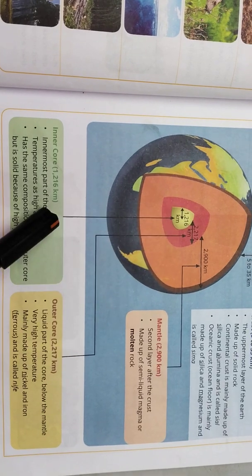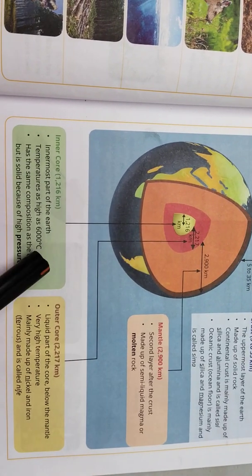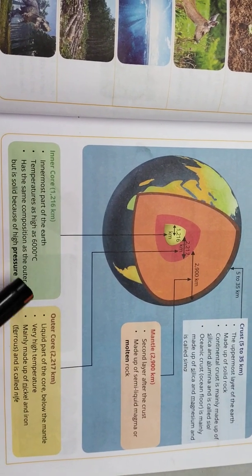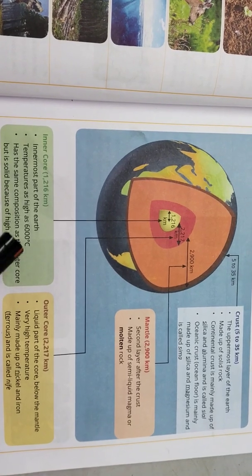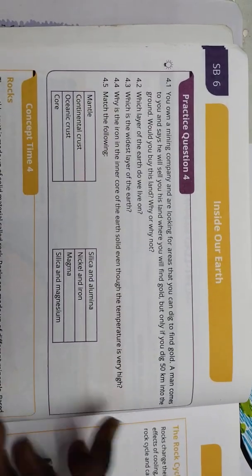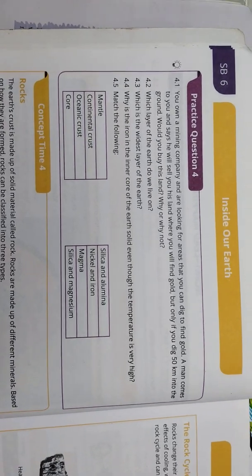Then the inner core. It is the innermost part of the earth, with temperature as high as 6000 degrees Celsius, and has the same composition as the outer core but is solid because of high pressure. So now what you have to do is write these 4 questions, that is practice question 4.